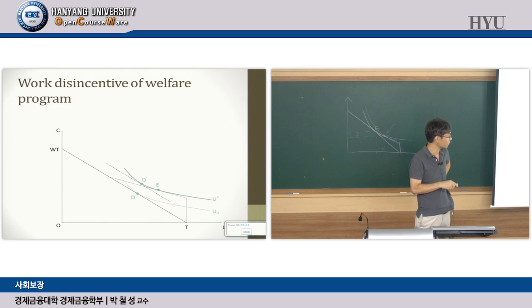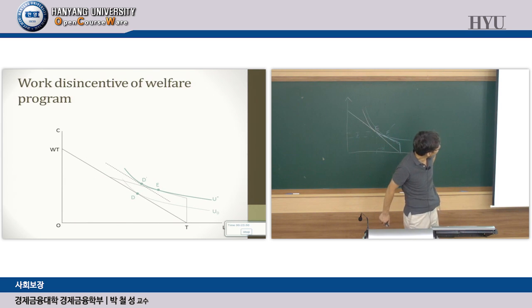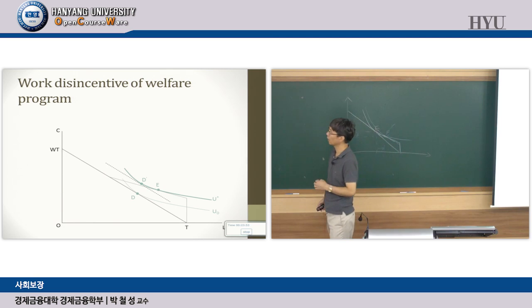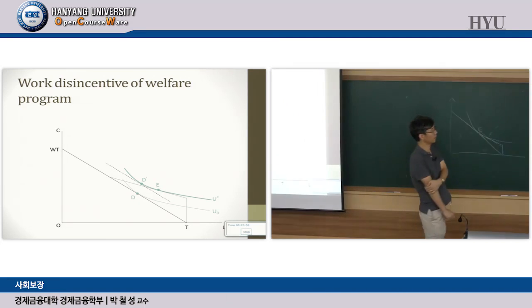So if this individual's wage rate did not change, the individual will simply get this amount G, okay? So it's just by the income effect, the individual will work less. And then D prime to E is the substitution effect. And actually, since the wage rate is lower, the individual will work less. Okay? So that's the basic idea of the work disincentive effect of a welfare program.